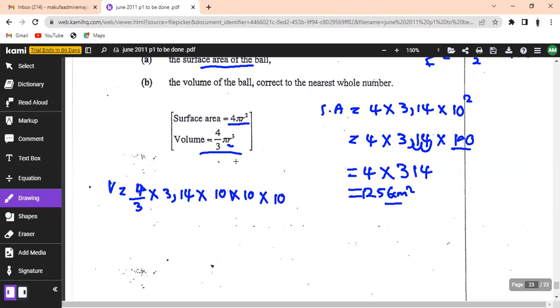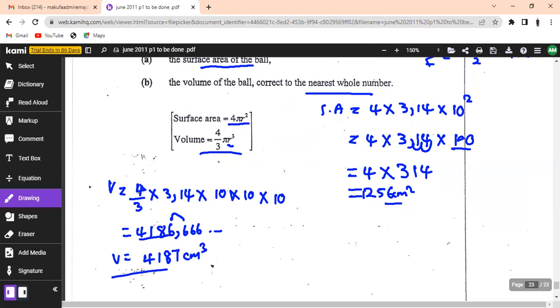If you multiply this, I want you to do this and simplify. You're going to obtain something like 4186.666, it's going to repeat like that, 6, 6, 6, and so forth. If you round off to the nearest whole number, that is what they mean here, the 6 is going to change this 6 into a 7, so it's going to be 4187 cubic centimeters. So this is your volume, guys, in cubic centimeters.